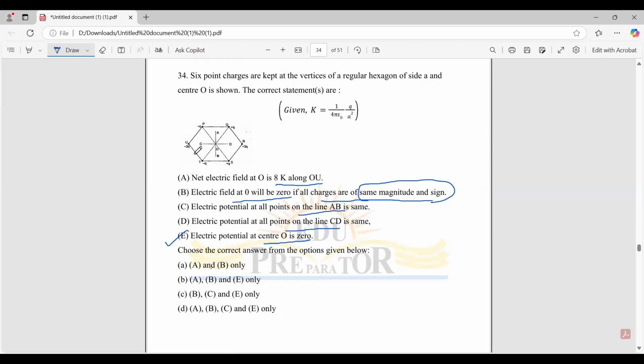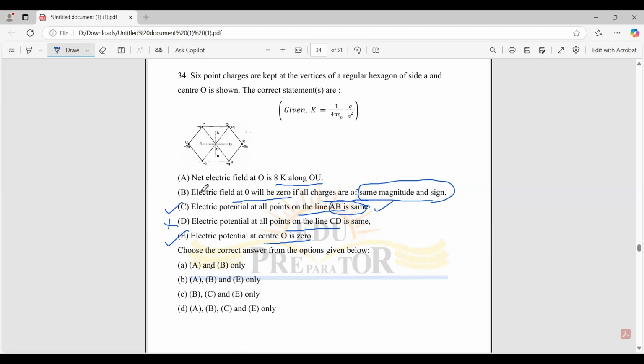Because they are forming a dipole, the electric potential on the line AB will be the same. In case of a dipole, we know that along line AB the potential will be the same. So D is the incorrect answer, and C is the correct answer, right?